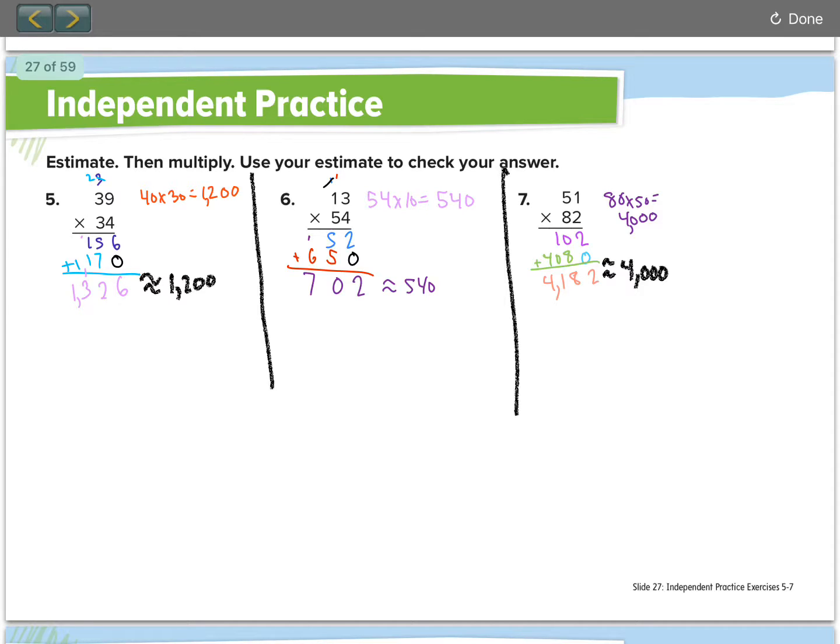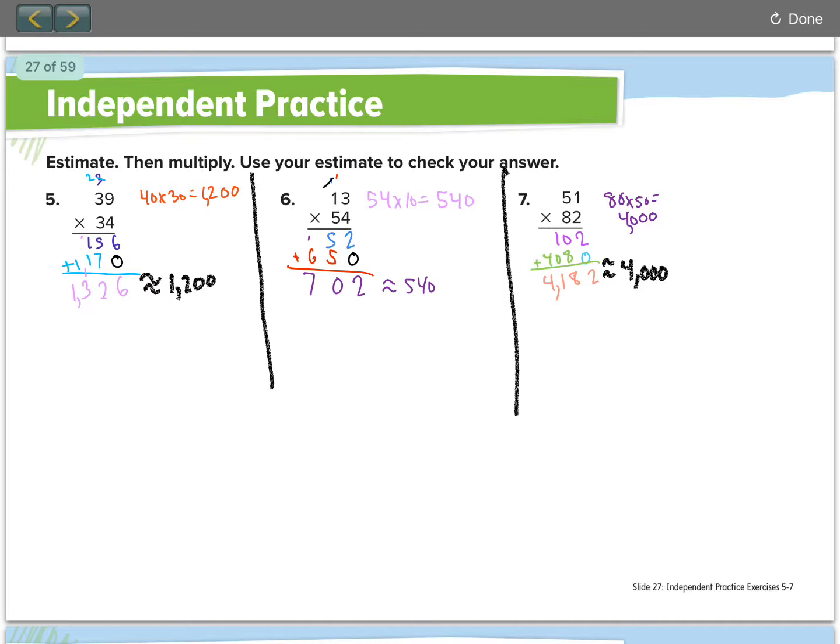In number 7, I'm multiplying 51 times 82, so I estimate 80 times 50. 5 times 8 is 40, and I need 2 more zeros, so my estimate is 4,000. I start by multiplying the 2 in the ones column times 51. 2 times 1 is 2, and 2 times 5 is 10. So my first line has 102.